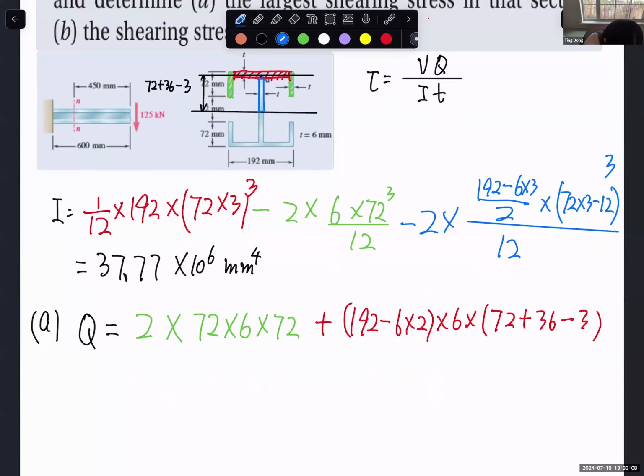For this one, this A equals, what is A? So the height is 72 plus 36 minus 6. This is this dimension times thickness. This is the area.